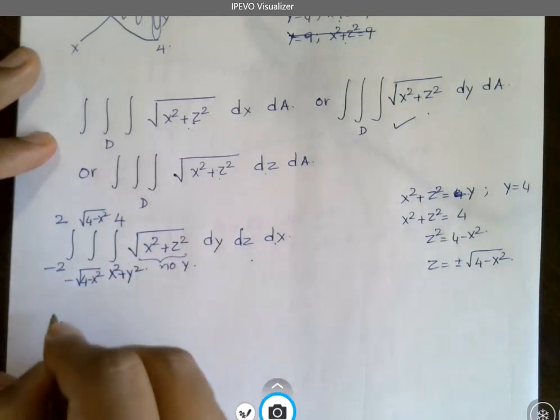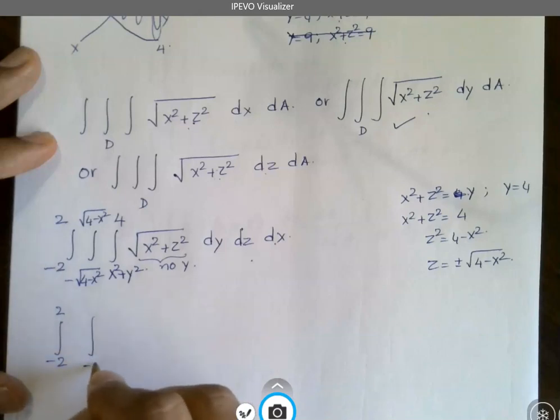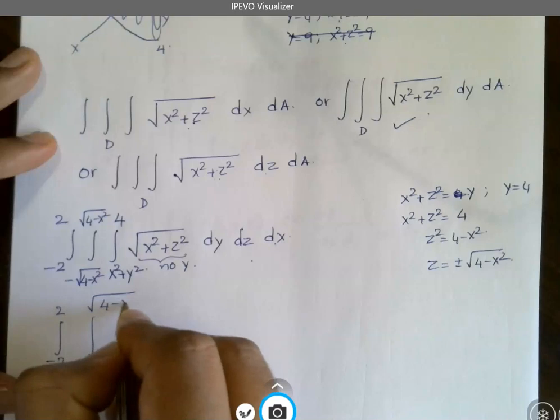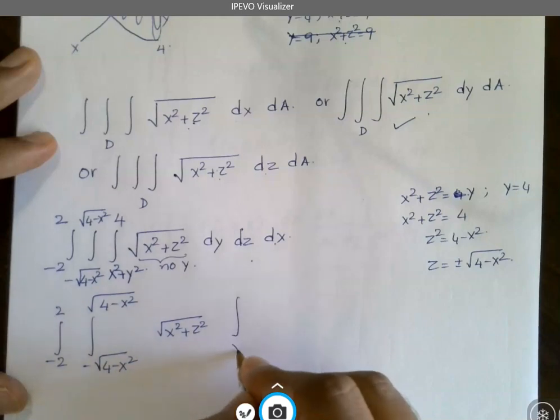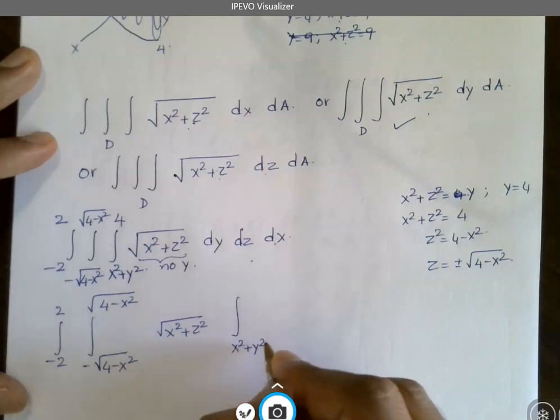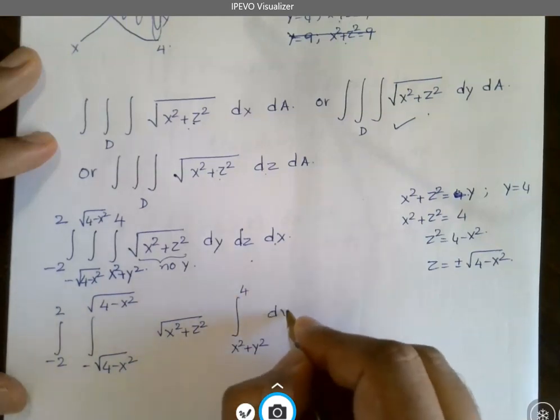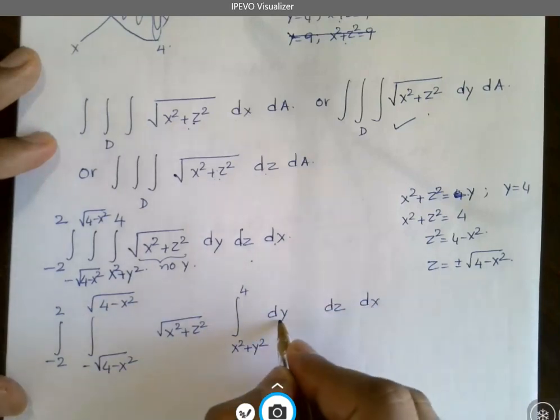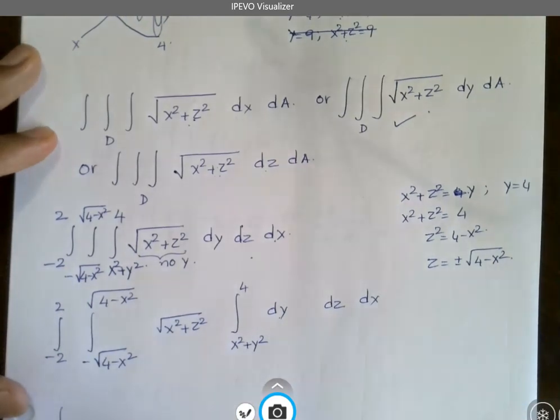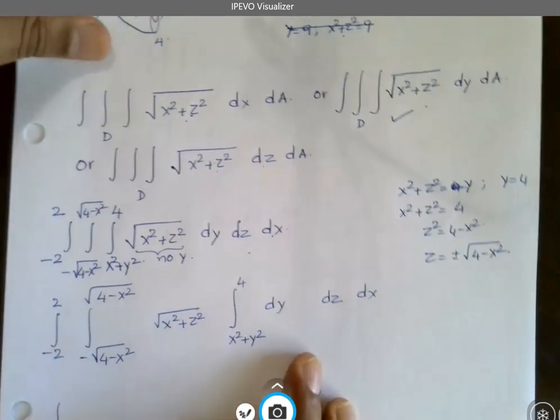So when x goes from -2 to 2, y goes from negative square root of 4 minus x squared to square root of 4 minus x squared, and you get square root of x squared plus z squared, and y goes up to 4 minus x squared minus z squared, and you get dy dz dx, right? So the integral of dy is y, so that's going to be... oh god, I'm off the screen, right?